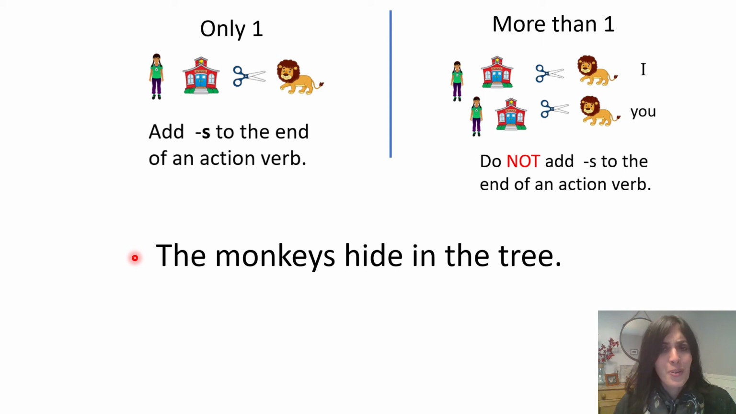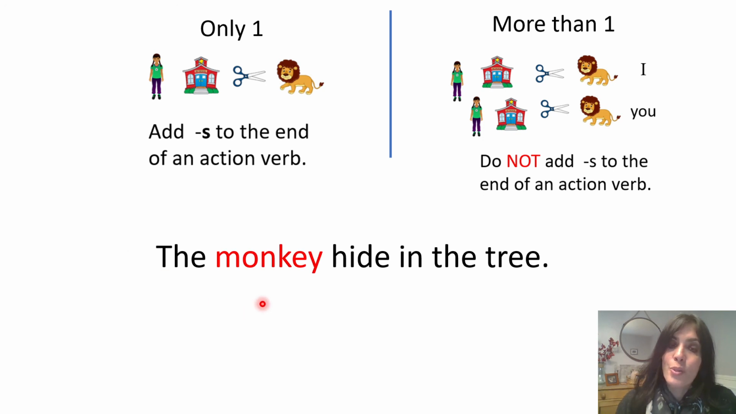So here's my question to you. What would need to happen to this sentence if we change the word monkeys to now say monkey? Go ahead and think. Well, now, since there's only one monkey, only one, that means we need to add an S to the end of the action verb. So what's going to change in this sentence? Go ahead and think.